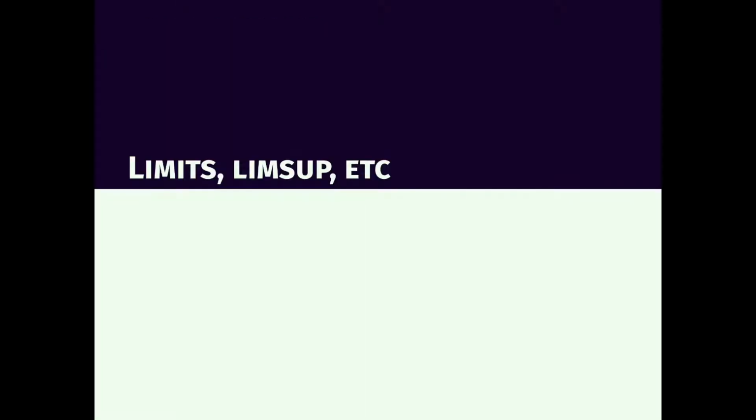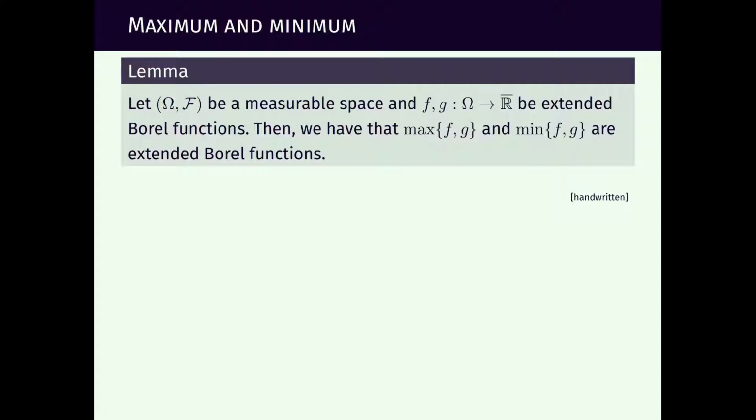A different type of operations that we can do with measurable functions is when we take a sequence of measurable functions, then we can take the lim_sup of them, and we can also take the limit in case the limit is defined. And this will be the following. The first lemma, which will be more of an auxiliary result, is when we have two extended Borel functions and we take the maximum of these two, or of course the minimum of these two, these are Borel functions.